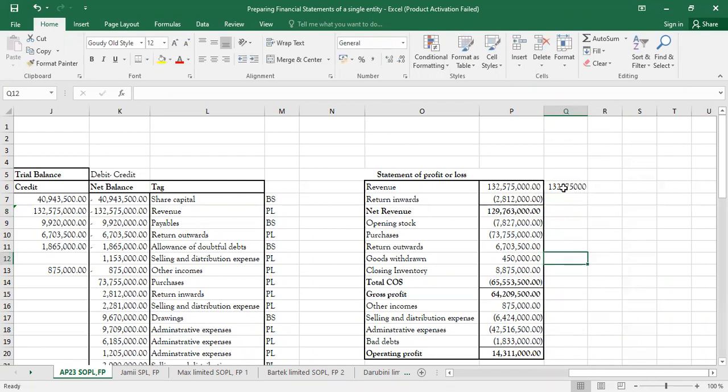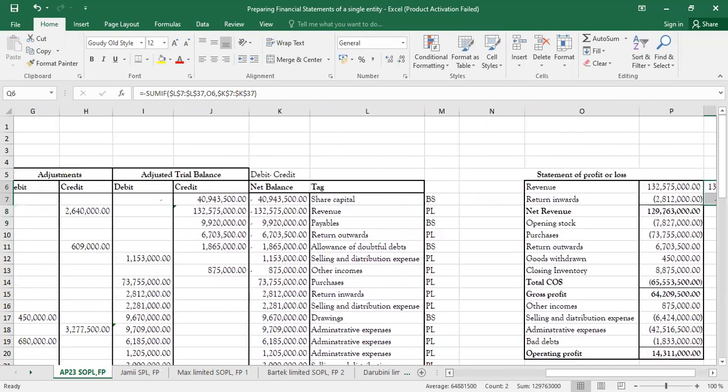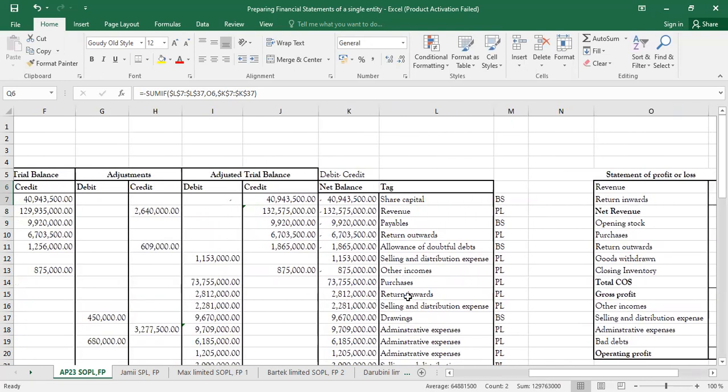And because the formula is here, I'll just drag it down. And it will copy return inwards. Remember, let me show you here. Now this is the benefit of Excel. You see, where is it here? It is returned inwards, isn't it?